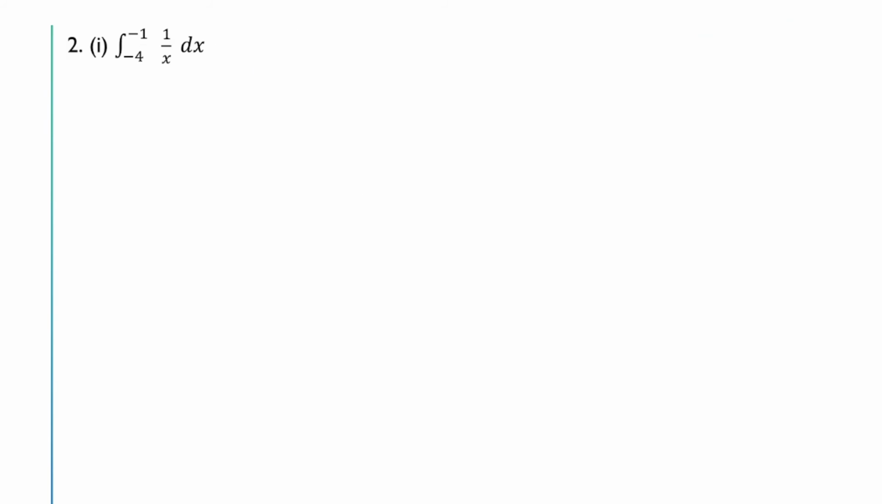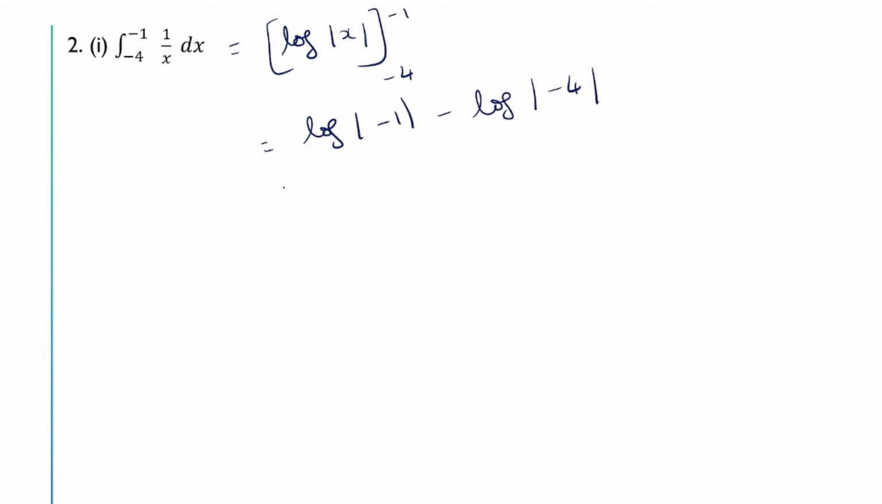Next question, integral from minus 4 to minus 1 of 1 by x dx. Again, the integral of 1 by x dx, we know it is log mod x with the limits minus 4 to minus 1. So it is equal to log mod minus 1 minus log mod minus 4. The modulus of a negative number is positive. So it is log 1 minus log 4. We know that log 1 is 0. So it is 0 minus log 4, or this is equal to minus log 4.